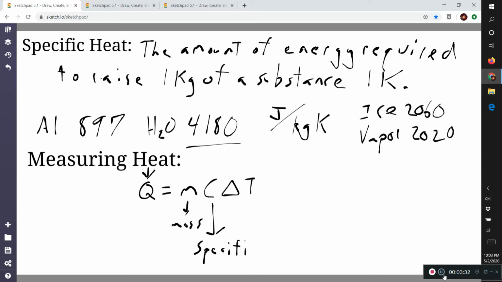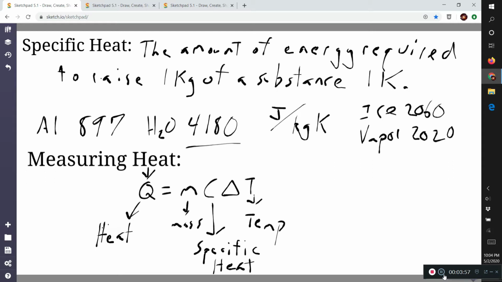So every substance will have its own specific heat, and that either needs to be gotten from the problem or from a reference material. You might memorize a few, but it's not something you work out on the spot. You need to reference that somewhere or solve for it. And delta T is your change in temperature. And Q is the measure of heat, which remember is a transfer of energy.